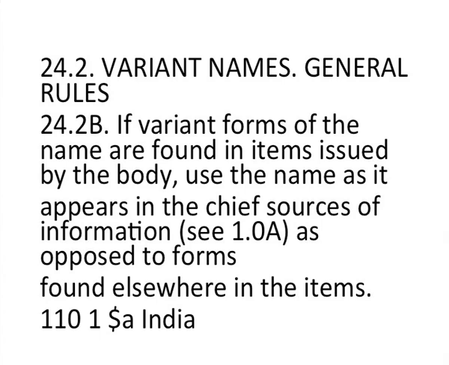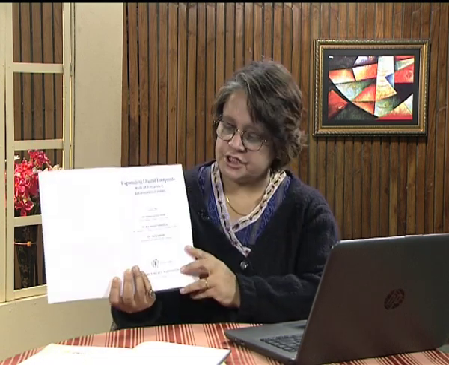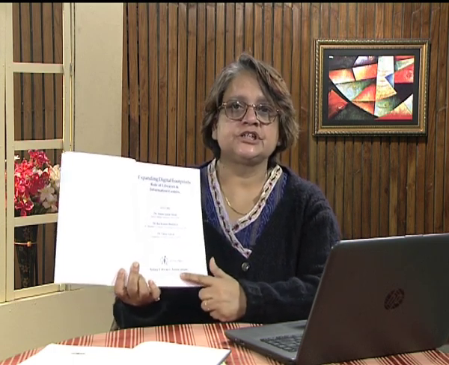Now, we will go to the chapter on variant names of corporate bodies. The rule number is 24.2. It says that if variant forms of name are found in items issued by the body, use the name as it appears in the chief source of information, meaning in this page. This is the chief source of information, the title page. Now, the name Asian Library Association appears here. If the Asian Library Association name also appears inside the book as ALA, then you will have to carry ALA as a cross reference in its name authority record. And if ALA is also defined in some other regional or Roman language, you have to carry that name also as a variant name as per rule 24.2B.